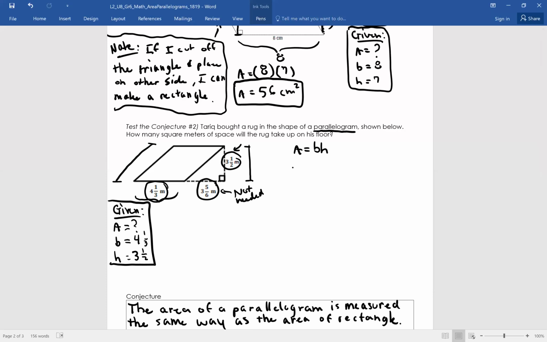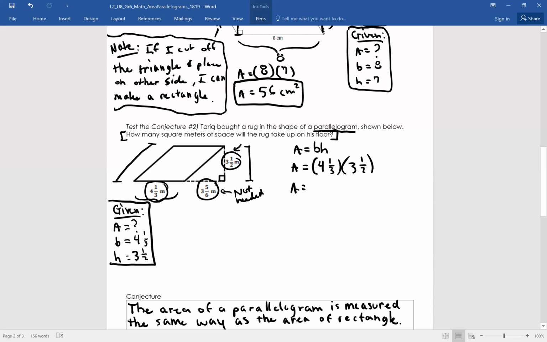Okay, so A is equal to, what's our base? 4 1/3. So I'm just going to write that in. And what's our height? 3 1/2. Now, there are a bunch of ways you can figure this out. Some of you may use decimals. Some of you may use fractions. I'm going to tell you that it doesn't matter. You just have to be able to get to the correct answer. Unless they actually asked us to make sure it's in decimal form or fractions, then you use whatever gets you to the answer. So I'm going to stick with fractions at this point.